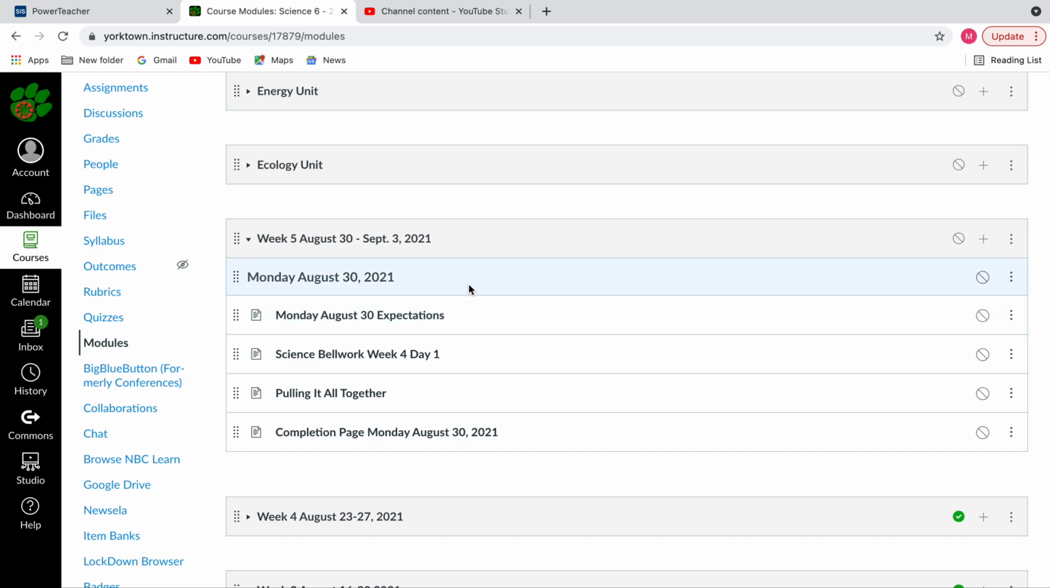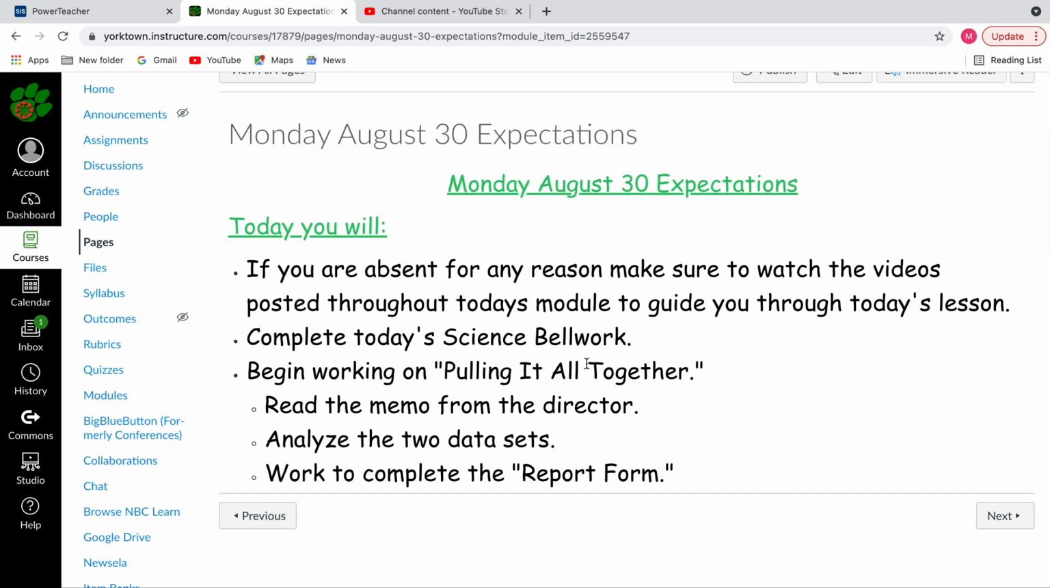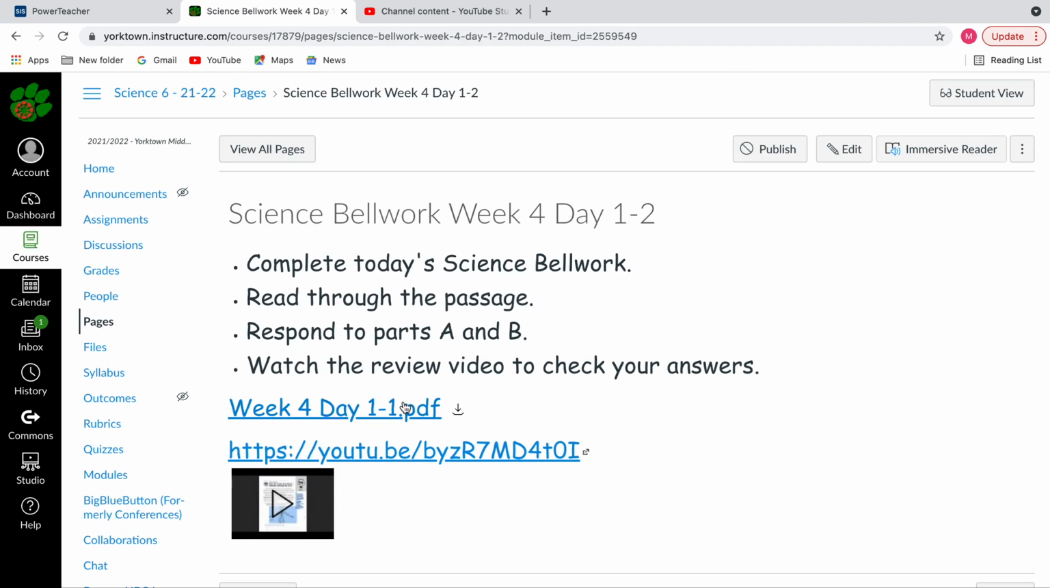2021. I'm just going to walk you through today's module and guide you through the lesson that we'll be starting today. You have your expectations for the day, which gives you the rundown of what to expect. Science spell work, then starting a new activity today called Pulling It All Together. Make sure if you're absent for any reason, you watch the videos posted throughout the module to guide you through today's lesson.